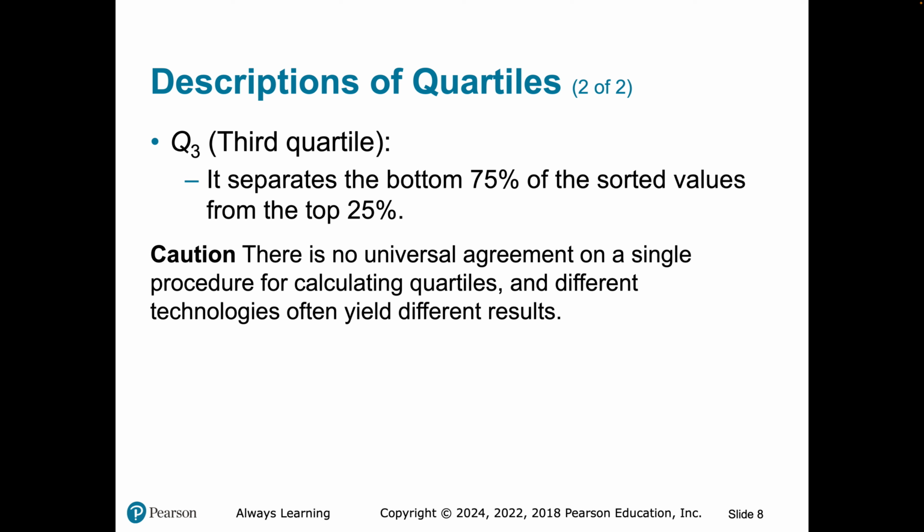Now, a cautionary statement: you can put the same data set into different statistical software packages, and sometimes the quartiles will come out as different values. It's kind of frustrating, but there's no universal agreement on how to calculate these, so different technologies will give different results. If one of you is using R and one of you is using SPSS and you get different results, it doesn't mean anybody did anything wrong. It's just the nature of the beast.